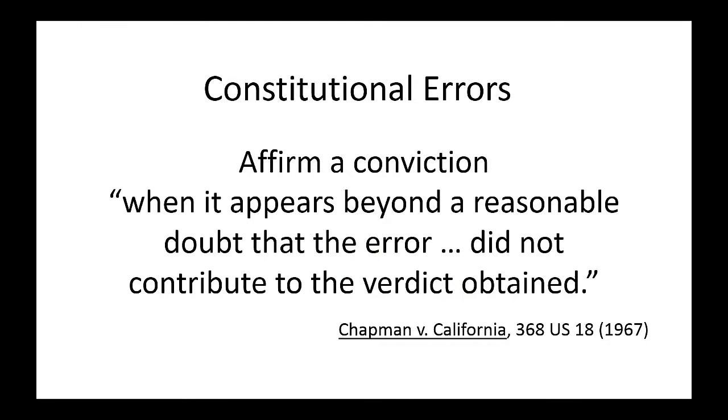In the federal system, the Supreme Court made clear, actually I should say for all courts, the Supreme Court made clear back in Chapman versus California in 1967 that there is a different rule for constitutional errors, a rule that's more protective of defendants. That rule says that once it finds an error, an appeals court can affirm a conviction only when it appears beyond a reasonable doubt that the error didn't contribute to the verdict that was obtained.